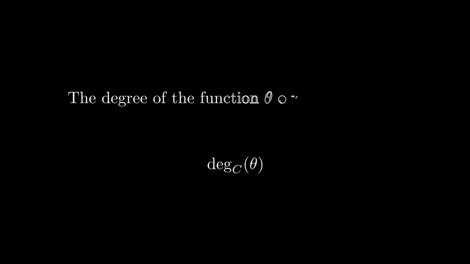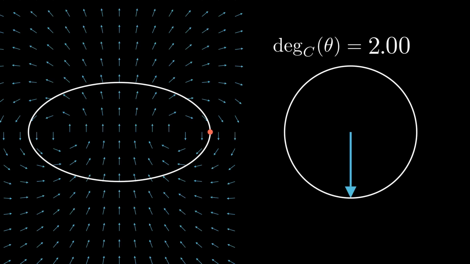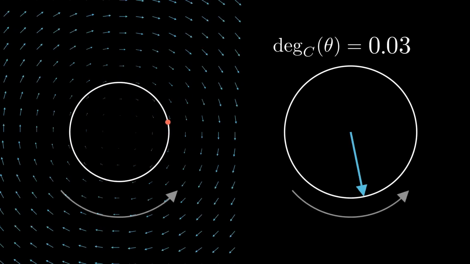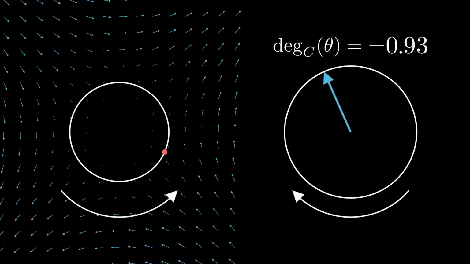We call this number the degree of the function theta over the curve. If the direction the angle wraps around the circle is the same as the direction of the path around the curve, say counterclockwise, then the degree is said to be positive. If the directions of rotation are opposite, then the degree is said to be negative.